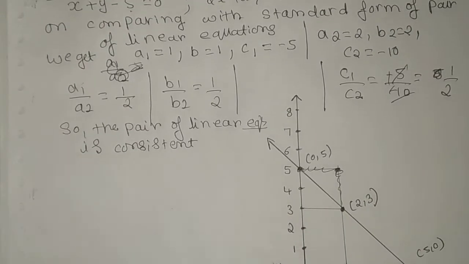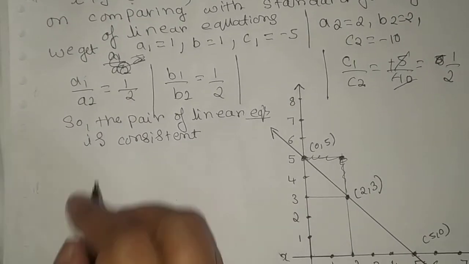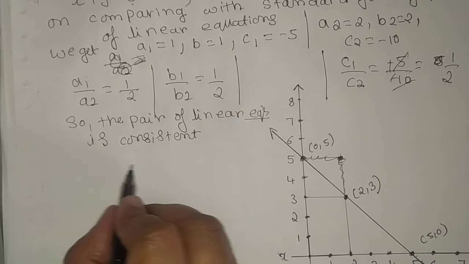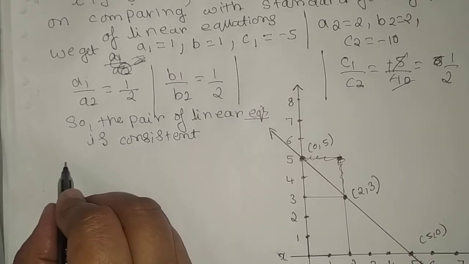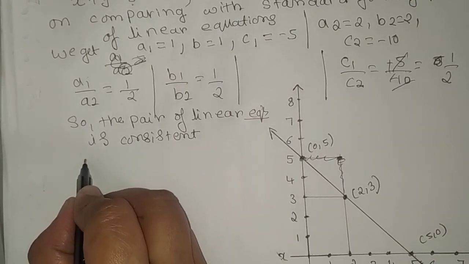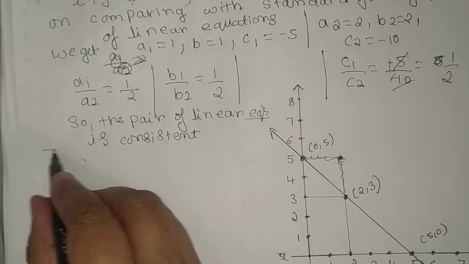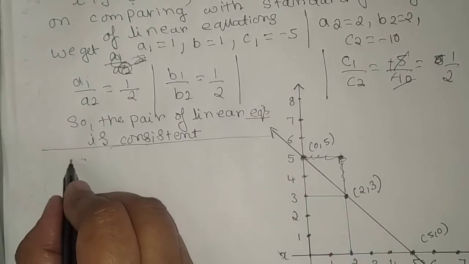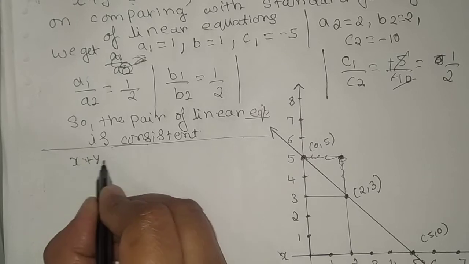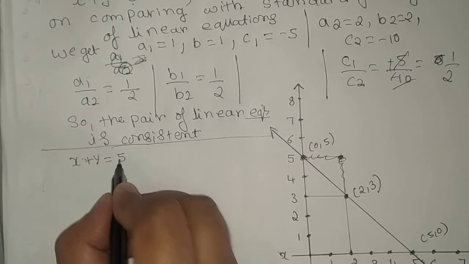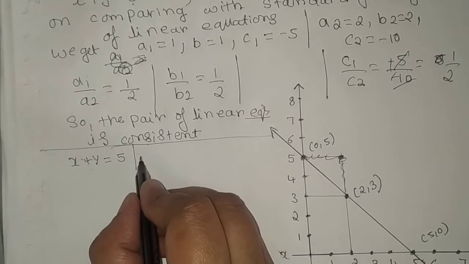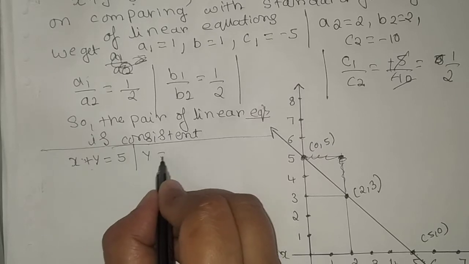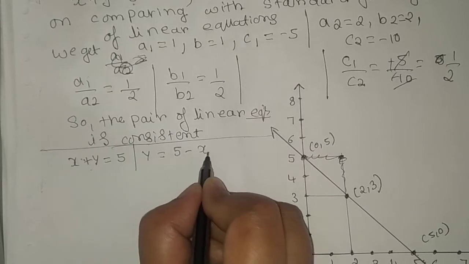So now we have to draw the graph. For the first case, the first equation is x plus y is equal to 5. We have to write y in this case. y can be written as 5 minus x.